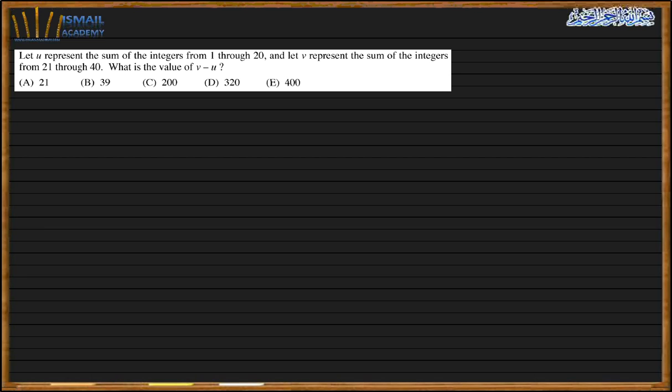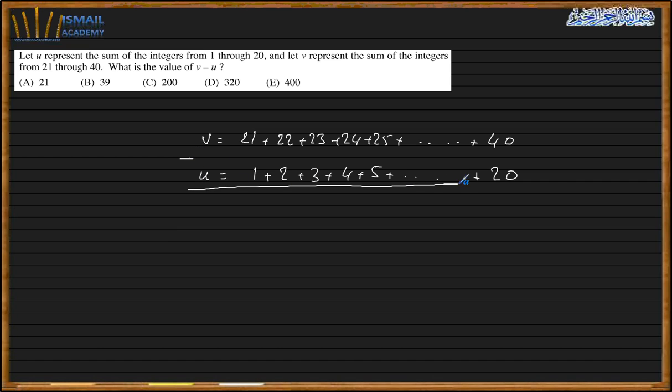Let U represent the sum of the integers from 1 through 20. So U will be 1 plus 2 plus 3 plus 4 plus 5 and so on plus 20. V represents the sum of the integers 21 through 40. So V is 21 plus 22 plus 23 plus 24 plus 25 and so on till 40. What is the value of V minus U? So I do V minus U.